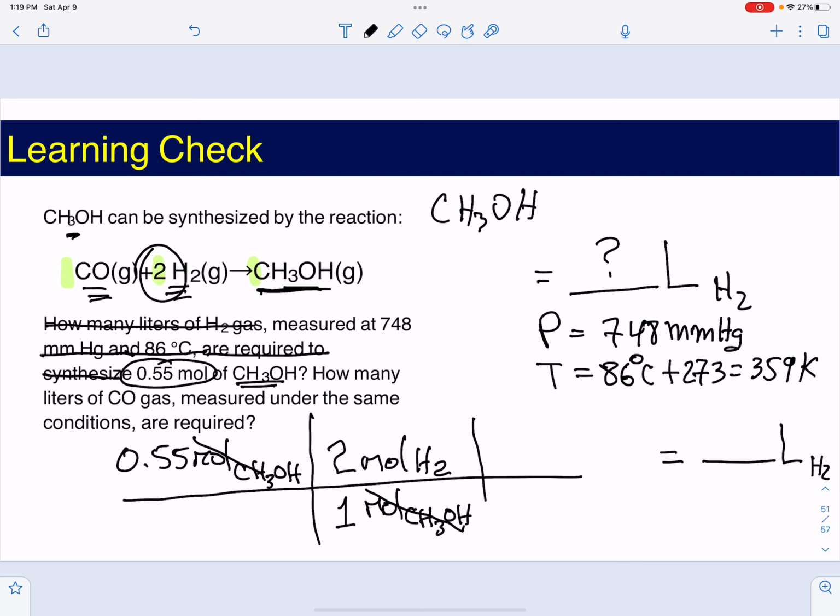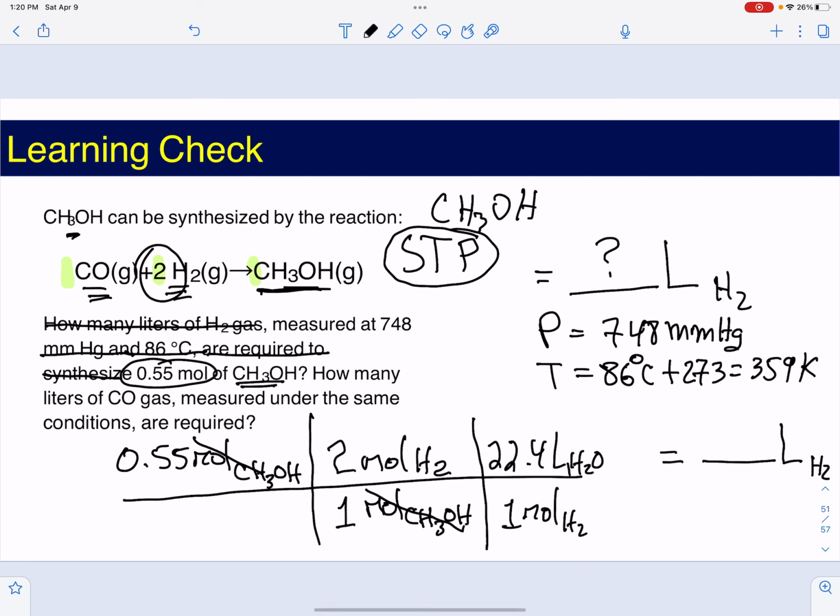And when we get the moles of hydrogen, can we get the liters of hydrogen? Yes, we can do that if this is STP conditions. You can continue and use the train track method all the way to liters if this was STP conditions, because you know that 1 mole of hydrogen is going to equal 22.4 liters of hydrogen. So 1 mole of any gas at STP is going to be 22.4 liters.